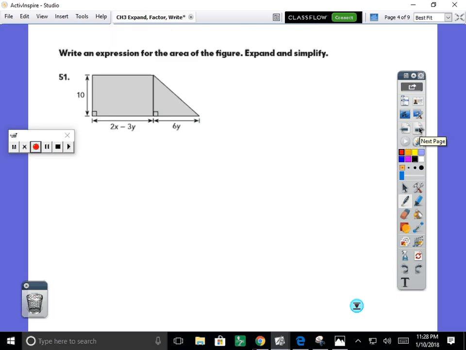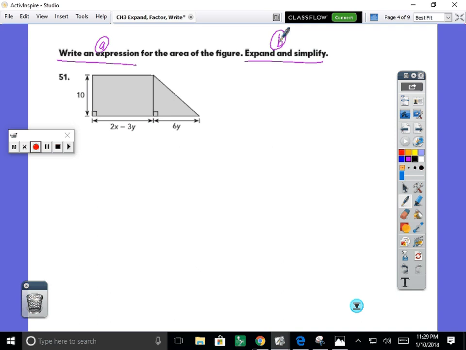All right, the last one we're going to look at is number 51 from your worksheet. And it says, I want to write an expression for the area of this figure. Expand and simplify. Ooh, a couple things. Write an expression. Part A, you are here. Oh, expand and simplify. It's kind of combined, I would say. Part B, right there. All right, we've worked on these in class a wee bit lately.